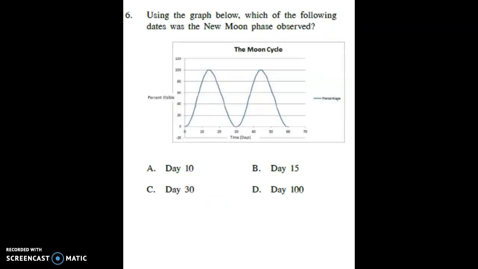Question 6. Using the graph below, which of the following dates was the new moon phase observed? A, day 10, B, day 15, C, day 30, or D, day 100?